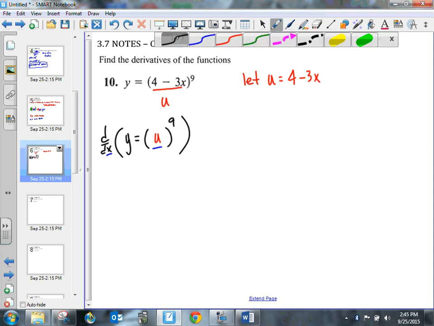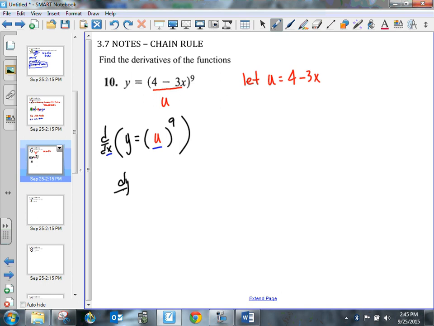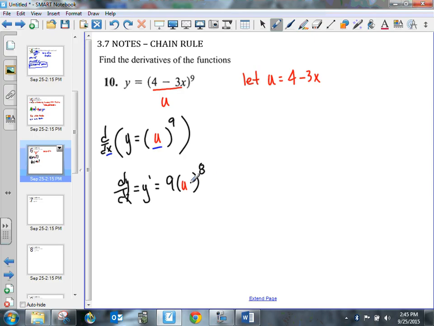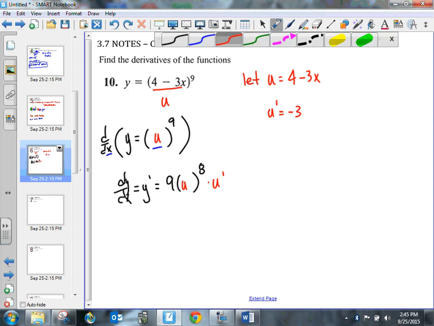So what I end up getting is dy dx, which is the same thing as y prime, and that's going to be equal to 9 times the quantity u to the 8th. I'm taking the derivative of my outside function and leaving my u on the inside, but then I have to multiply by the derivative of my inside function, which is u prime. Let me find u prime real quick, and u prime is just negative 3. Now I'm going to chain everything back together, hence the chain rule.